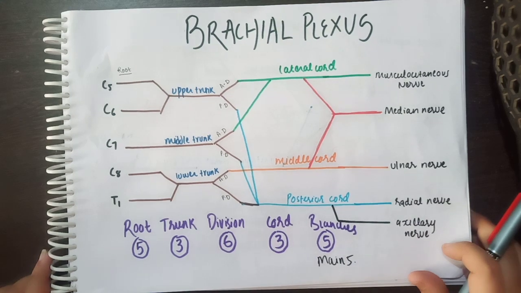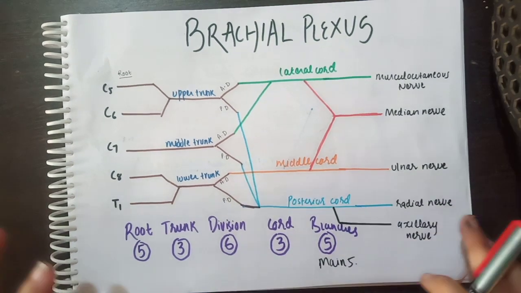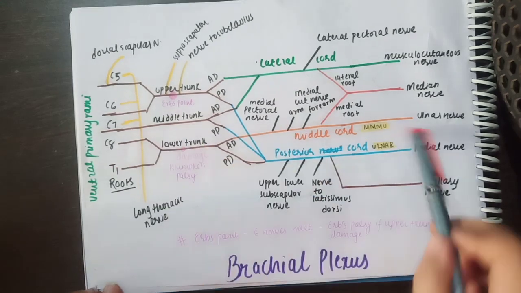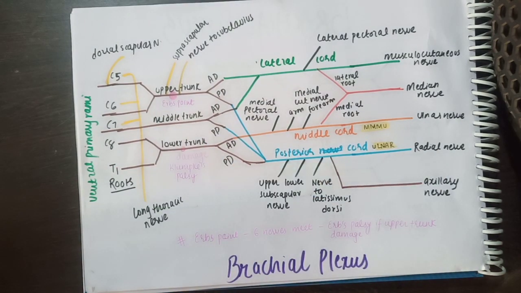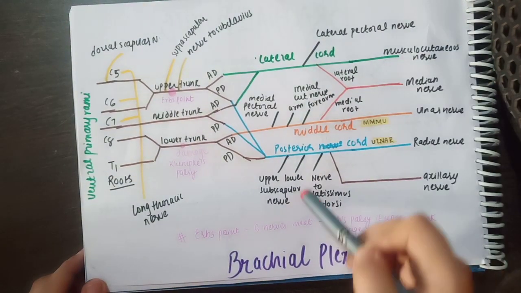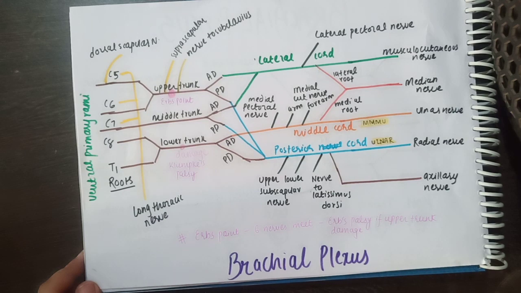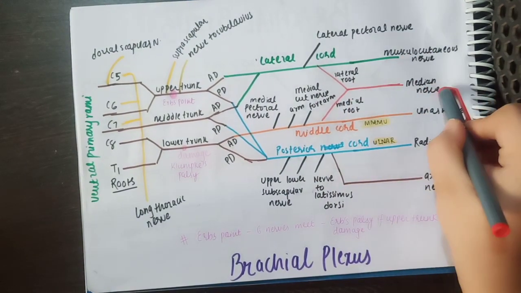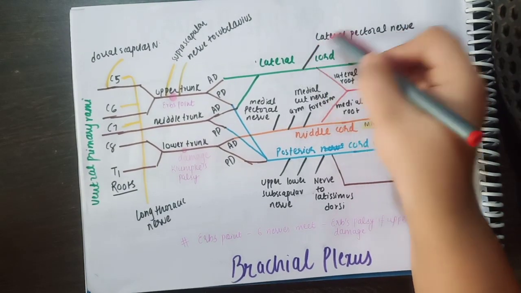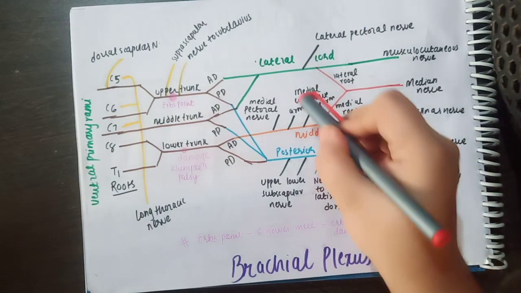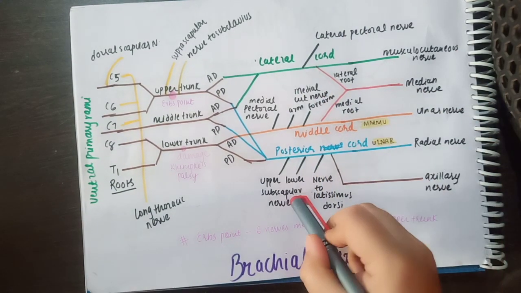Now let's move to something not complex, but more complex than this. This is just the same diagram that I have drawn in the previous page. But in this diagram, I have shown all the branches of the lateral, medial and posterior cords. Now the lateral cord has 3 branches: the lateral root of the median nerve, the musculocutaneous nerve, and the lateral pectoral nerve. So I have just extended one branch. In the medial cord I have extended 3 other branches, and in the posterior cord I have extended 3 other branches.